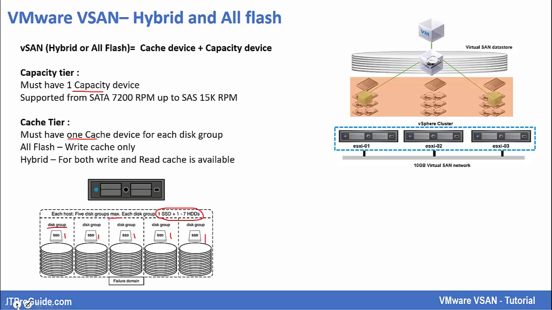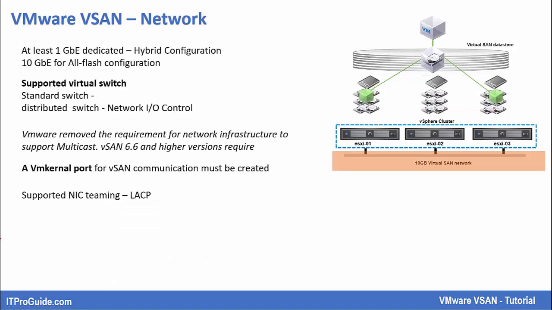Next is about VMware vSAN networking. At least 1 gigabit Ethernet dedicated is required for a hybrid configuration. If it is an all flash configuration, then 10 gigabit Ethernet is supported and recommended. Nothing stops you from configuring a vSAN network on a standard switch. You can configure it on a standard switch and also on a distributed switch. The difference is, in a distributed switch, you can enjoy Network I/O Control.